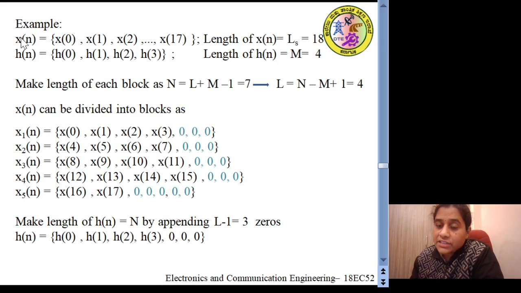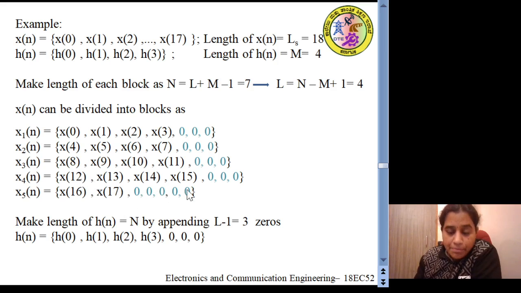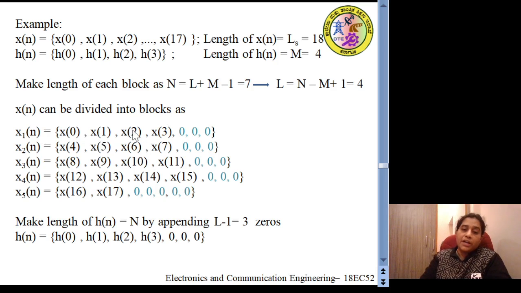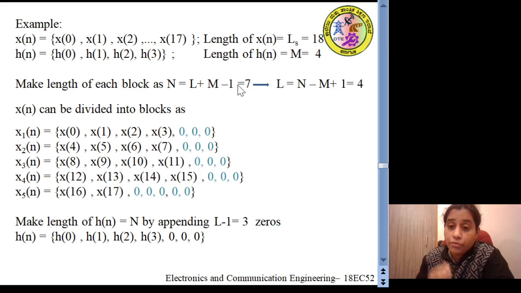Last, our x of n goes up to 17, totally there are 18 samples. So the remaining samples from this are 16 and 17, so only 2, but the length of that particular block has to be 7. So to make the length of this last block, we have to append 5 zeros. See, the zeros in blue color are the appended zeros to these blocks of data to make the length equal to 7. So this is the first method to be followed for dividing the long data sequence x of n into a number of blocks. What's the next step?